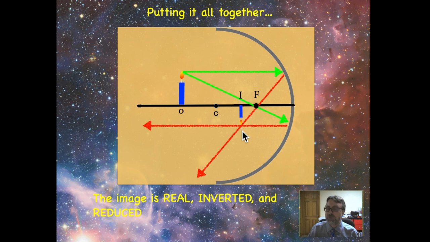The image is inverted, that is, it's upside down. And it is reduced, that is, this image is smaller than the object. Now, all we did was apply the law of reflection, but because it's a spherical mirror, the law of reflection led to those three rules. Those three rules are incredibly important for determining where the image will form. So let's summarize them on the next screen.